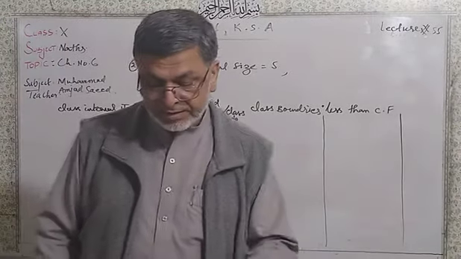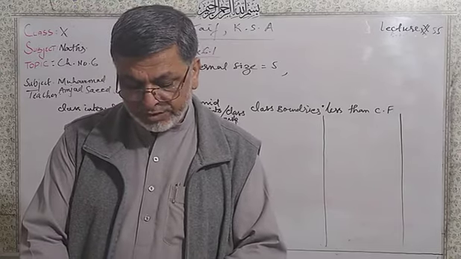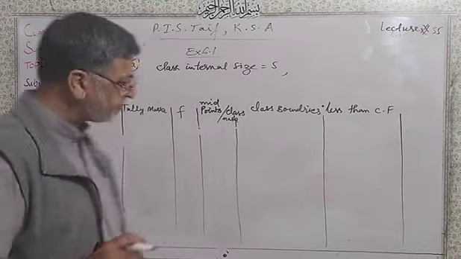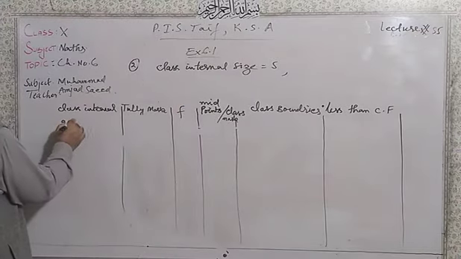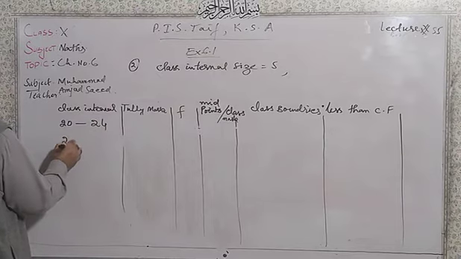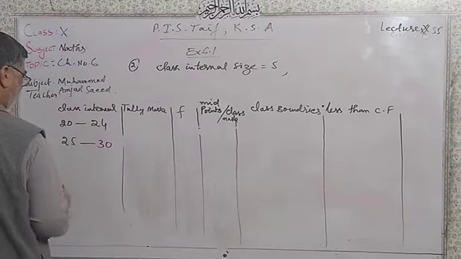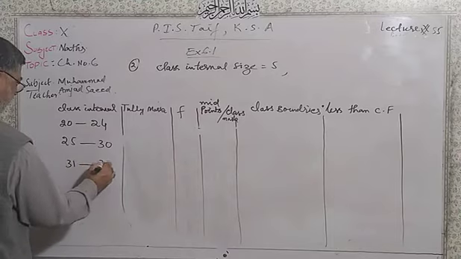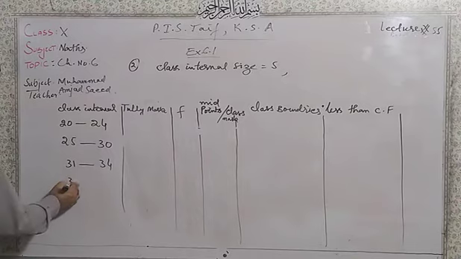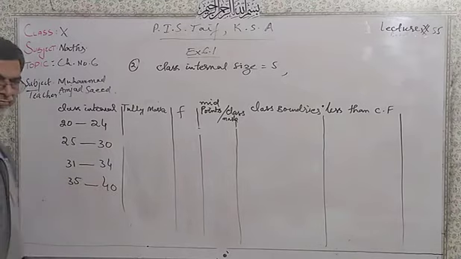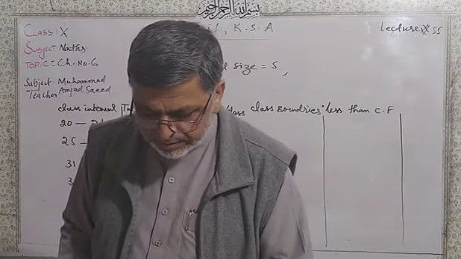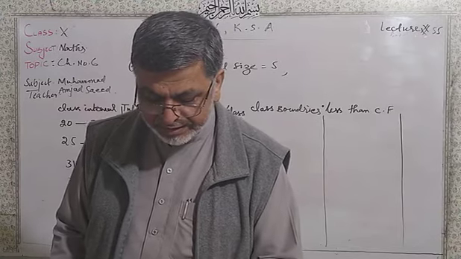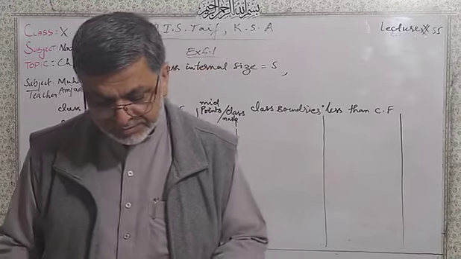Start from 20 to 24. This is the hint: make classes from 20 to 24, 25 to 29, 30 to 34, 35 to 39. And the maximum value is 41.